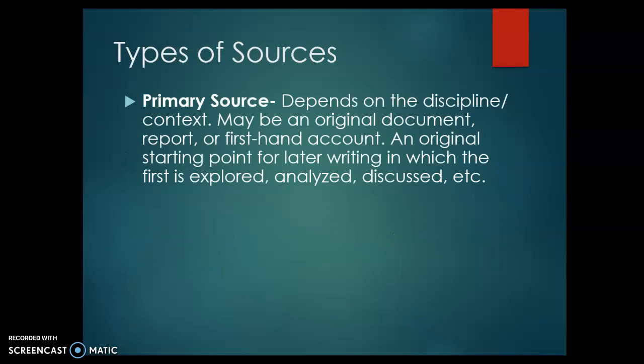There are several different types of sources, but we're going to talk about the different levels of sources. The first level is the primary source. It depends on the discipline and the context. This can be an original document, a report, a first-hand account, an original starting point for later writing in which the first is explored, analyzed, and discussed.